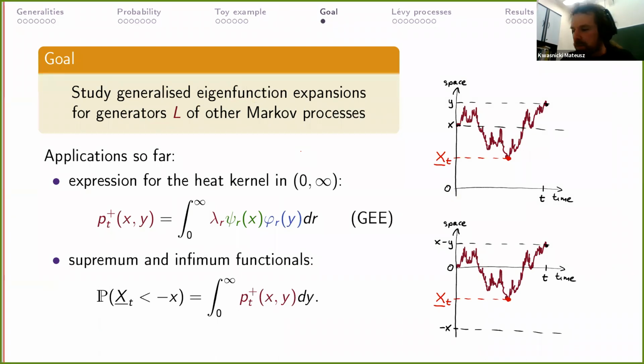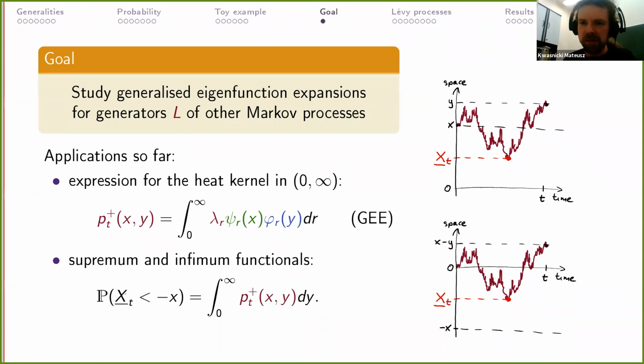So our goal is to do a similar study for generators of other Markov processes. And what this can be used for so far is to express the heat kernel in terms of some kind of explicit objects. There's a plus here that I will explain in a minute. And another application is to study what's called the supremum or infimum functional, which is essentially the same problem if you look at it carefully.